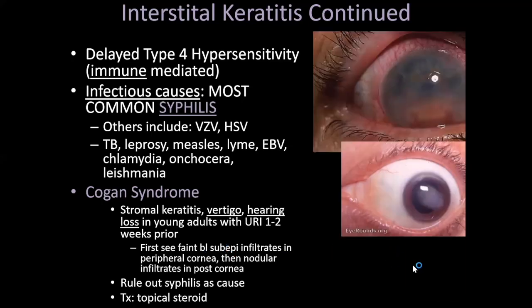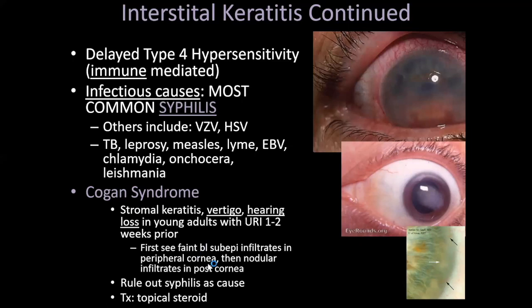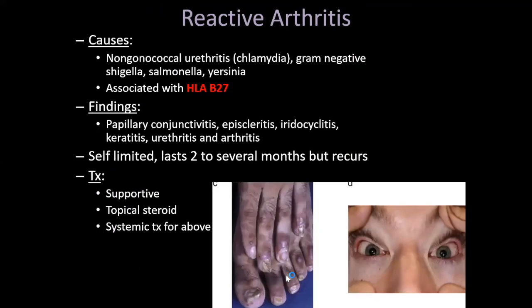I have the picture here in the peripheral cornea, as you can see in this picture. Then you have nodular infiltrates in the posterior cornea. It's always important to rule out syphilis, and the treatment is with topical steroids.